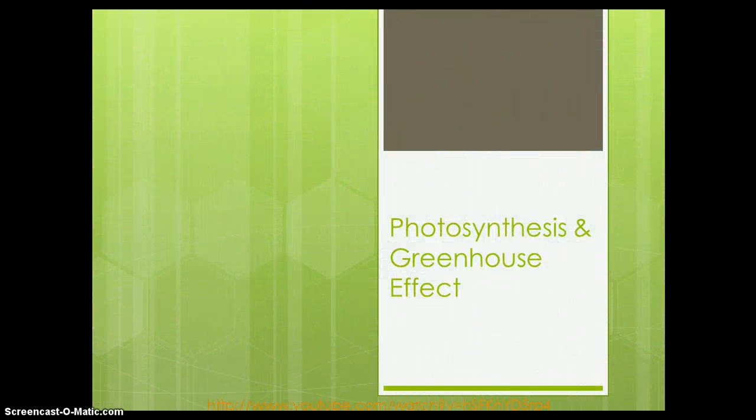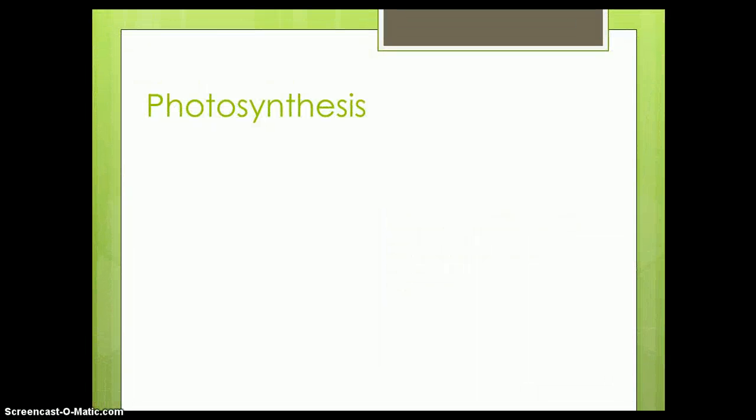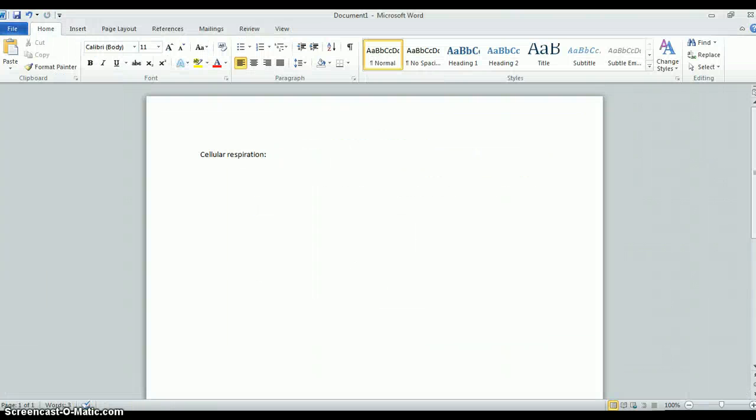So let's move on to photosynthesis. What are the two steps of photosynthesis? The two steps are the light reaction and the Calvin cycle. What is the equation for photosynthesis? This is something you'll definitely need to know. So let's just go over the equations real quick.